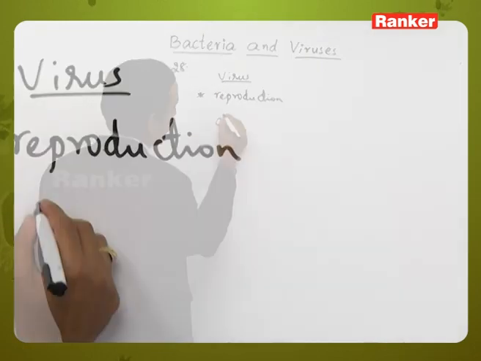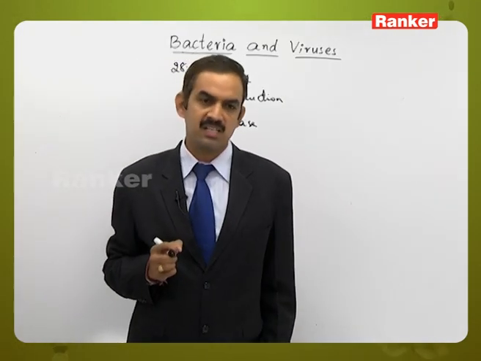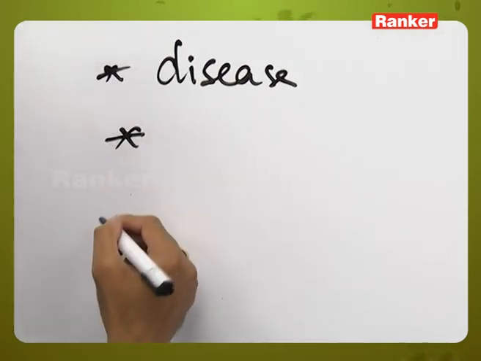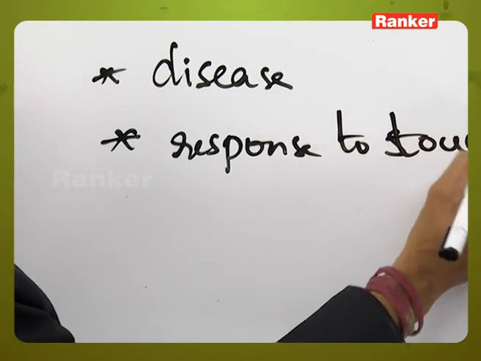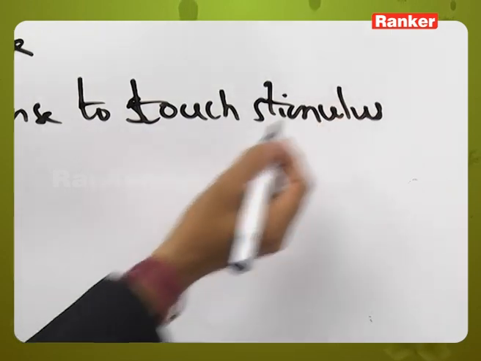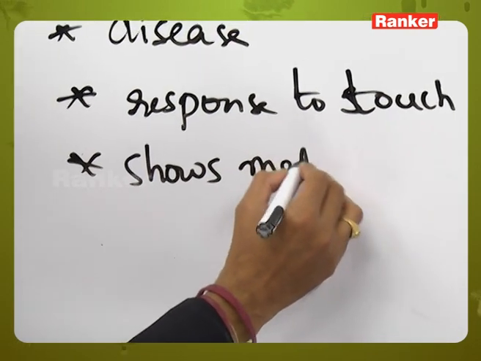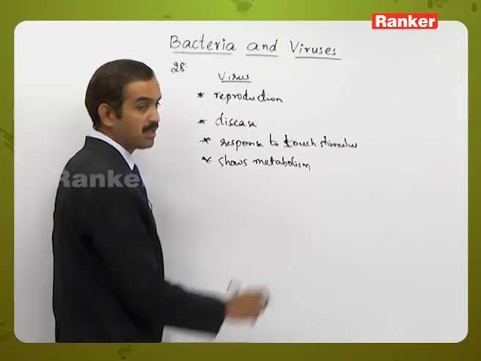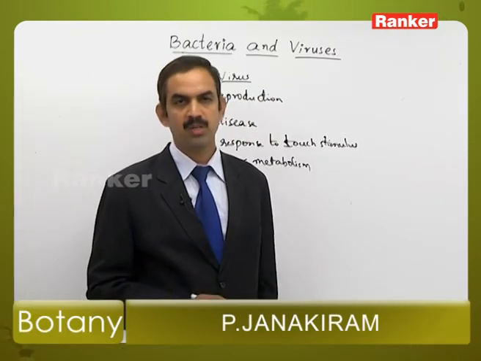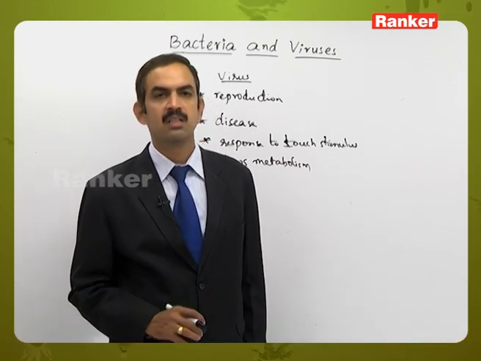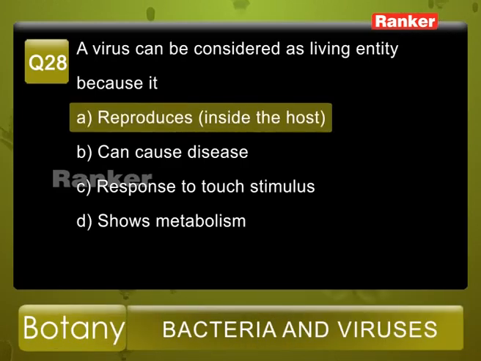And one more thing, of course, they will cause diseases also. It is not compulsory that because of this specific reason they should be considered as living organisms. And of course, they do not respond to stimulus, to touch stimulus, and show metabolism. Of course, they do not have their own individual metabolic system. That's why this is not related to the viruses. So from the given options, because they participate in reproduction inside the host, because of this reason we can consider the viruses as a living entity. So option A is the correct answer.